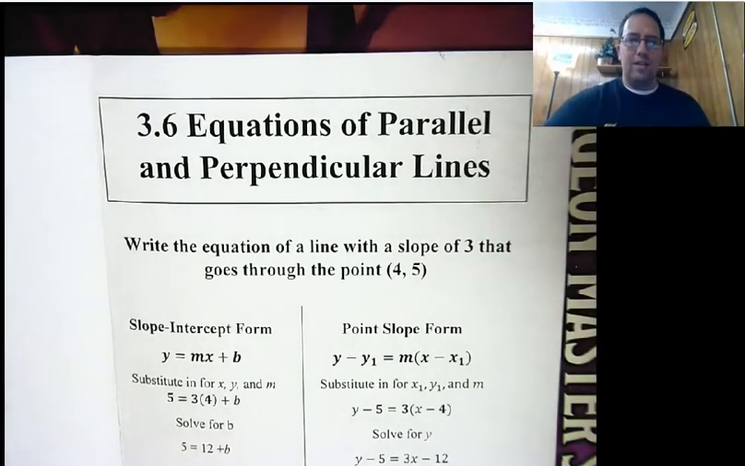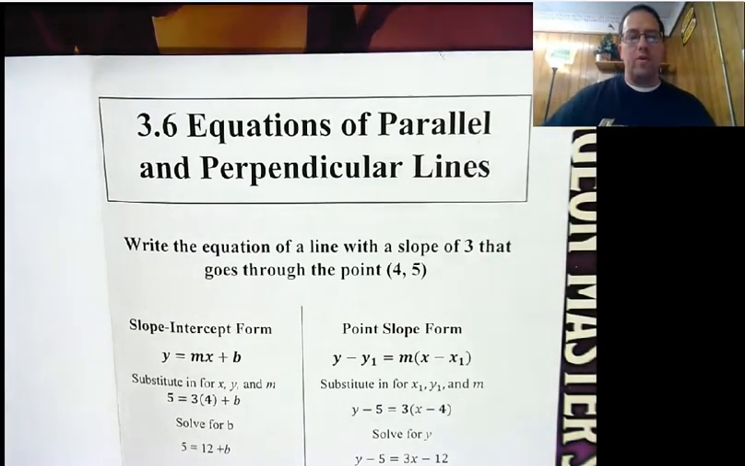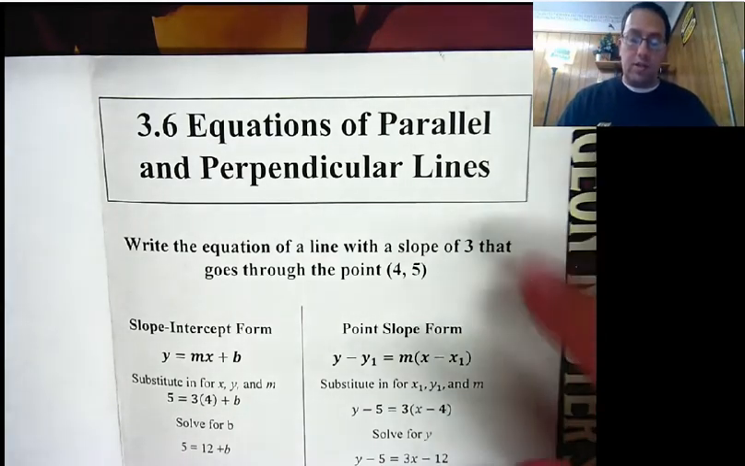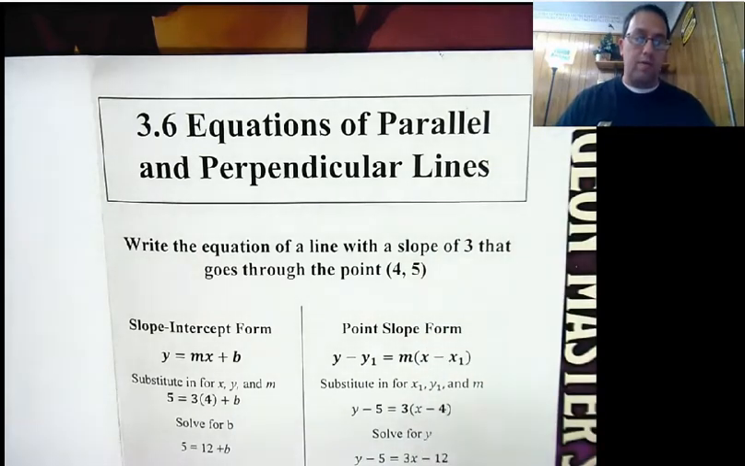Hello class. Today we are going to talk about the equations of parallel and perpendicular lines. Before we start into that, I want to do a quick review on some things you may have done in Algebra 1, maybe even in pre-algebra, 8th grade math. Write the equation of a line with a given slope that goes to a given point. So in this case, a slope of 3 that goes to the point 4, 5.